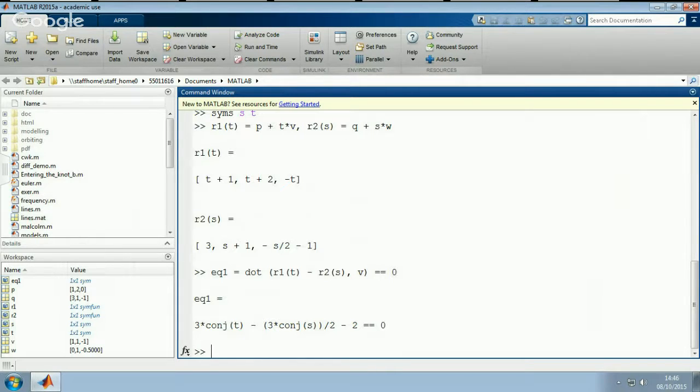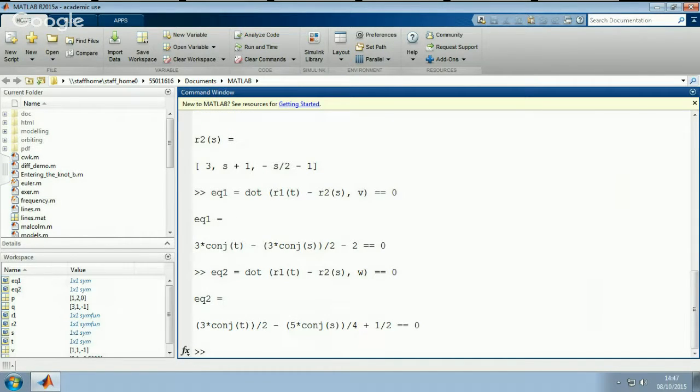So the coefficients you should have got there are 3 times t minus 3 over 2 times s minus 2, or maybe some scalar multiple of those. It might have simplified by dividing out or something, I'm not quite sure. The second equation was similar to the first one. So the dot product of R1 of t minus R2 of s with W had to be 0 also.